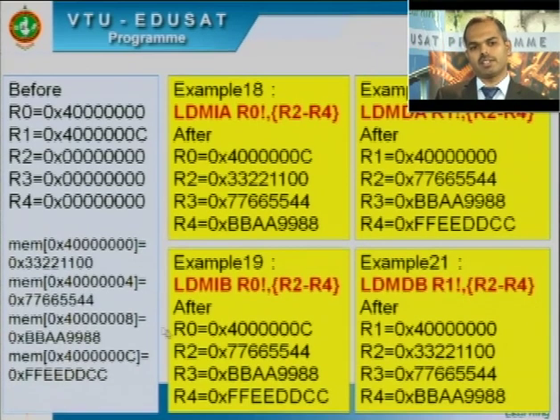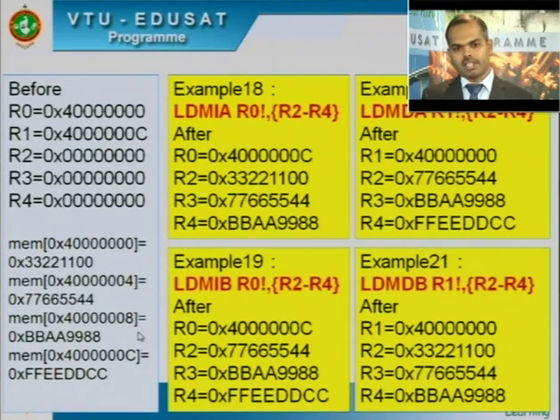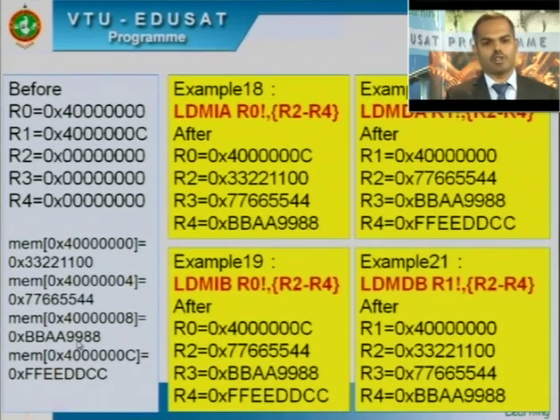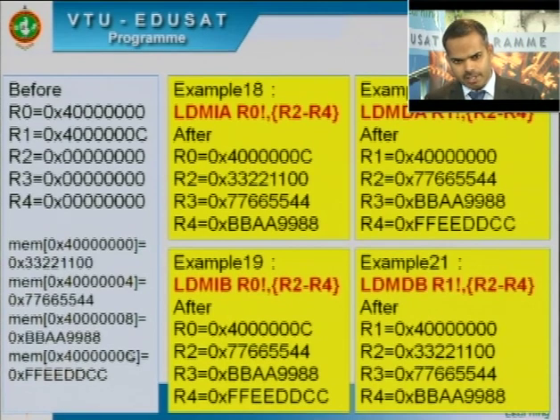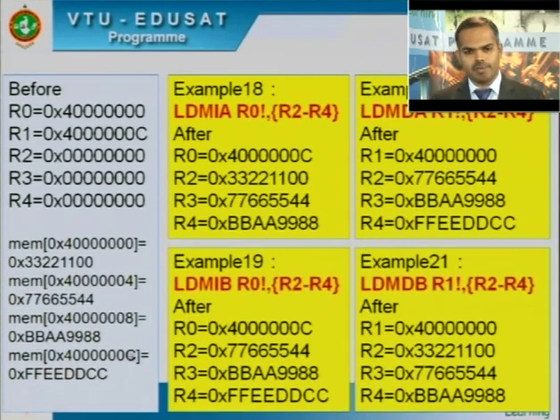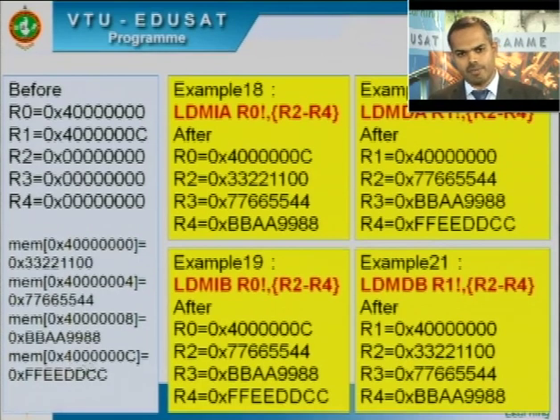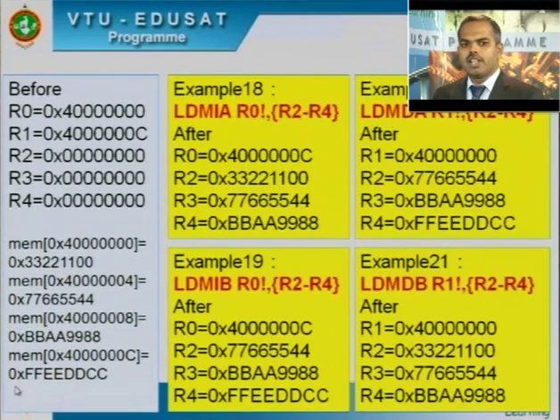Then it increments to the next value, that is 08. Then it copies that value to R3. Then again it increments by 4. These all increment by 4 because it is all a 32-bit operation, or a word manipulation. So the next value is 0x4 followed by 6 zeros and C. That holds the memory content FF, EE, DD, CC, which gets copied to R4.